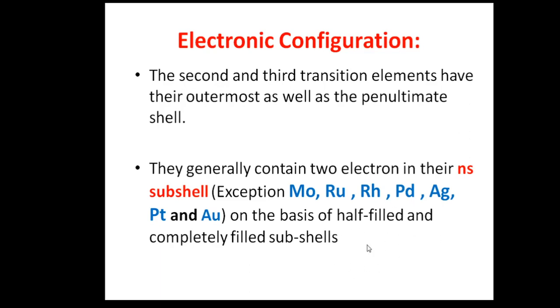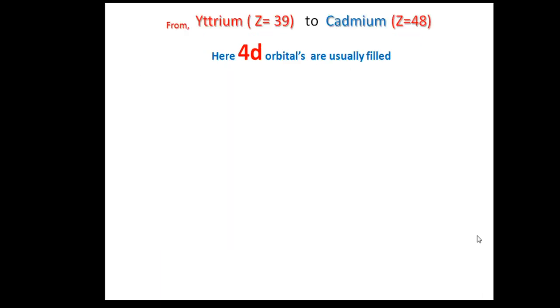In this way we can see that the electronic arrangement and electronic filling vary, and on the basis of that variation we observe half filled and completely filled stability of some particular selected elements. With this we are going to start our second transition series elements, which starts with yttrium and ends with cadmium.